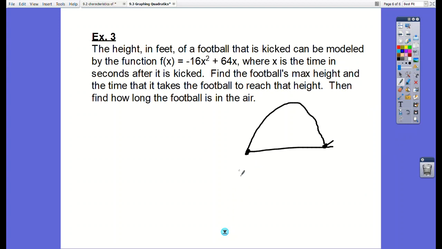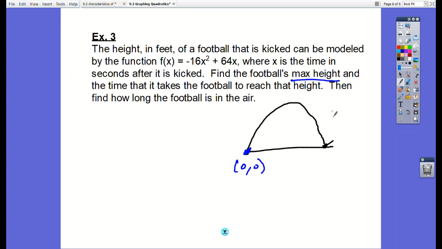So let's actually try to fill in some numbers here. Starting with this point, so if this is the initial point, thinking about time and feet, this should be 0, 0 if we were on a graph. So plug in 0 for x. Do you get out 0 for y? Yes, which makes sense. So this is one of our points.